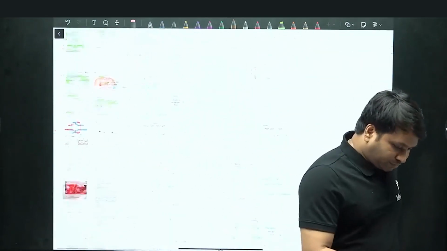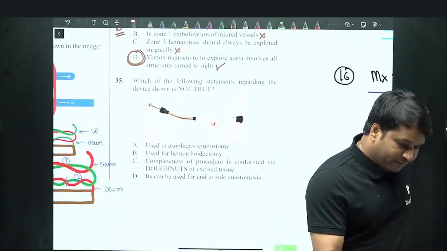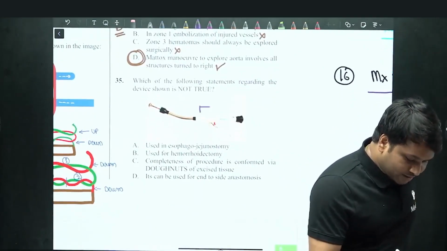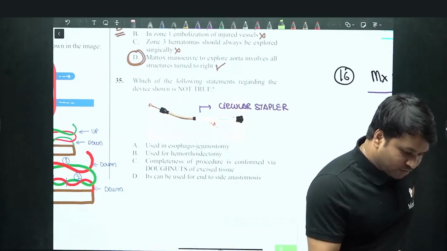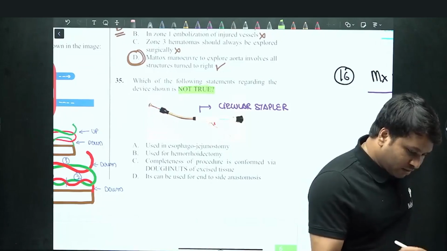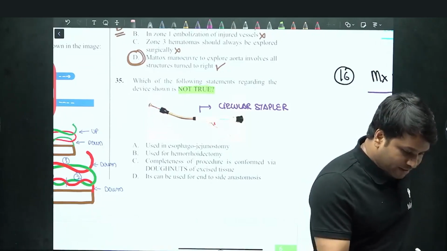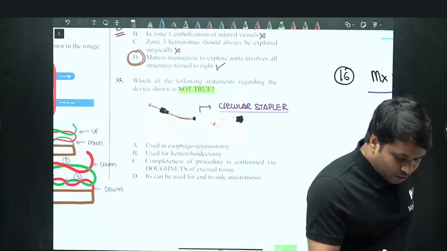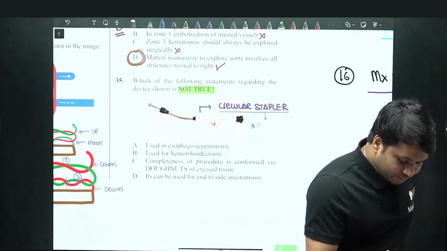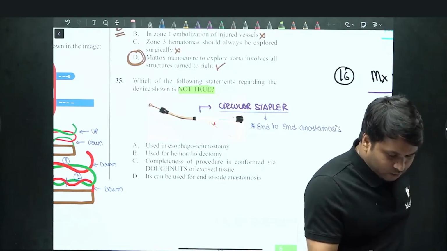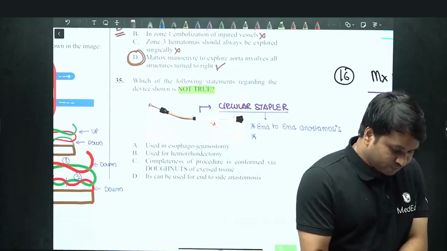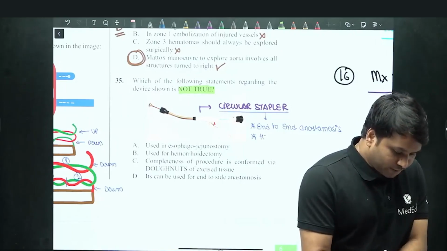Chalo. Okay, question number 35. This is what we call the circular stapler. Now the question says, which of the following is not true? Now remember, circular staplers are basically used to perform an end-to-end anastomosis. It can be used to perform hemorrhoidectomy.